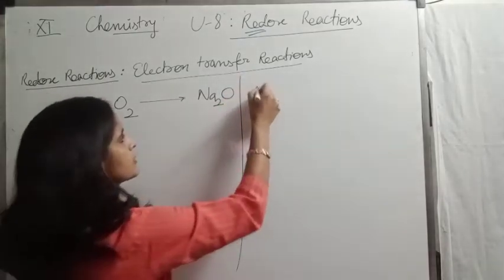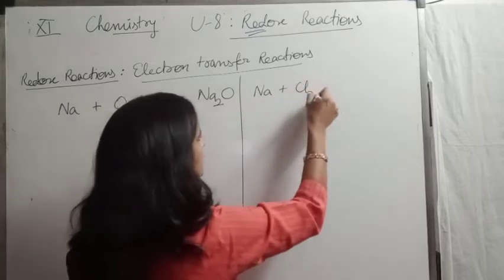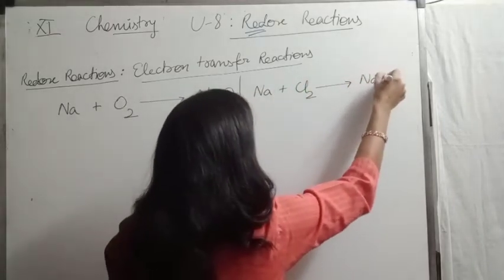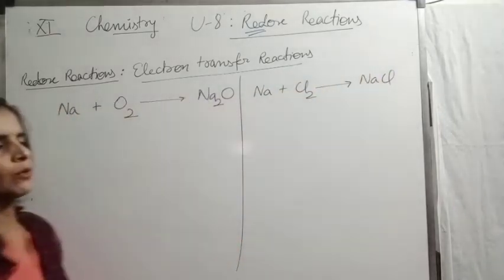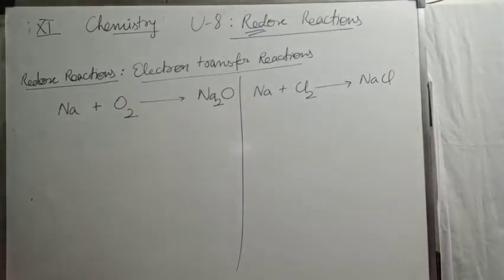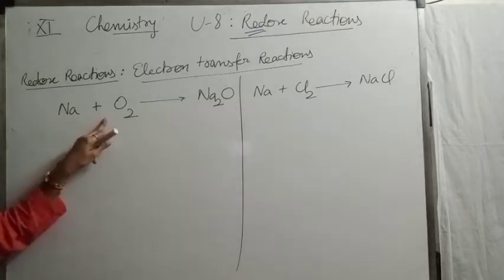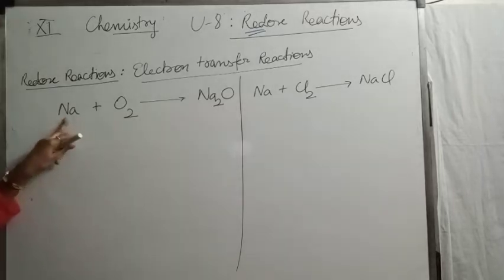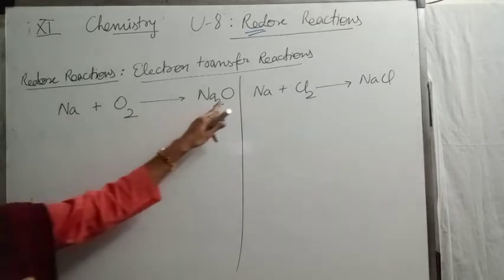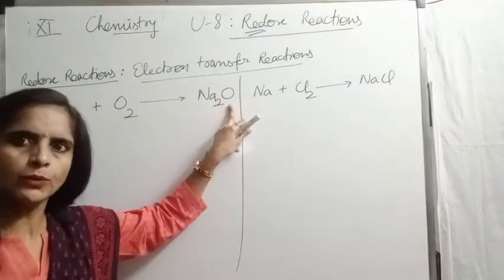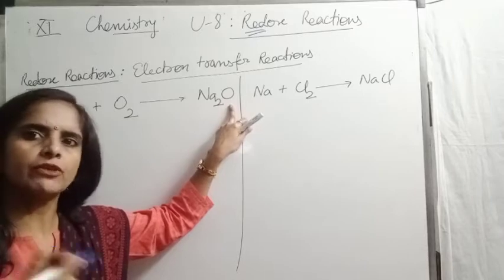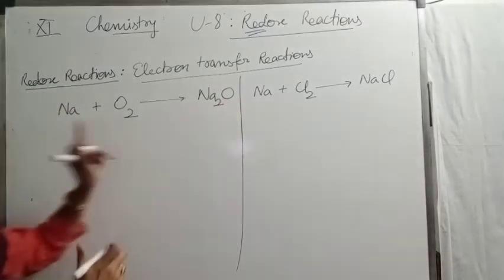Similarly, if I take the reaction of sodium with chlorine, it gives sodium chloride. Now if we explain these reactions as reduction or oxidation from the point of view of classical concepts, we can say sodium is oxidized because oxygen is added to sodium. And we know addition of oxygen is oxidation.